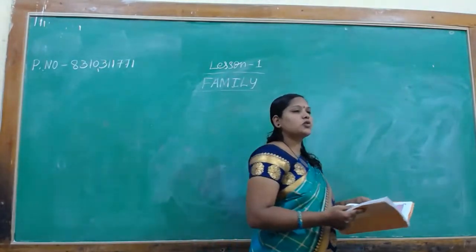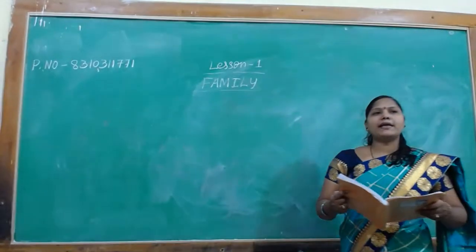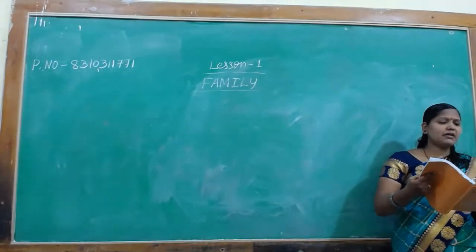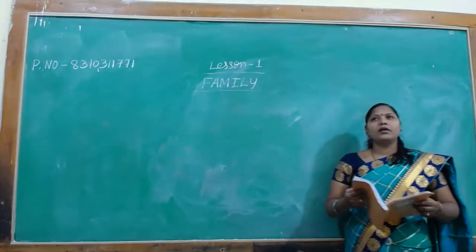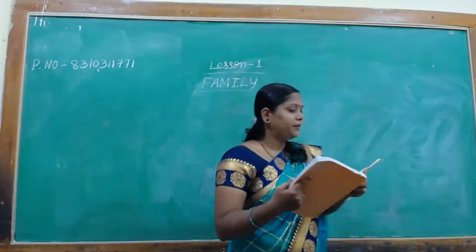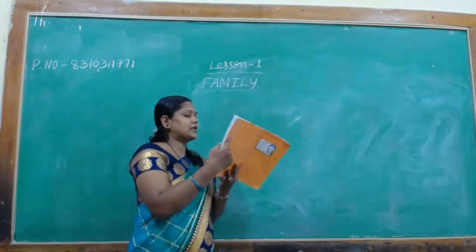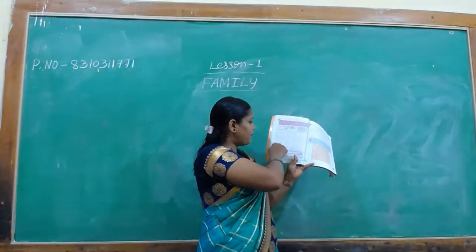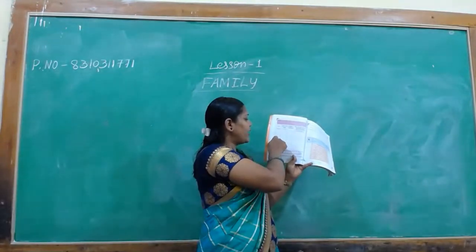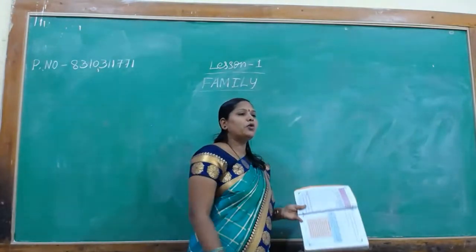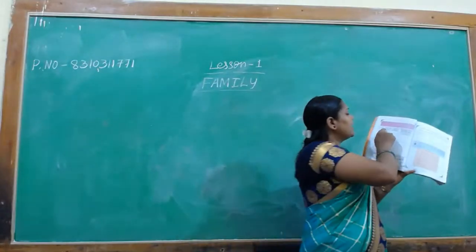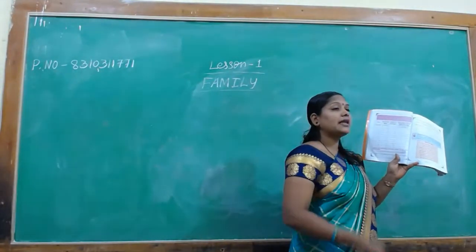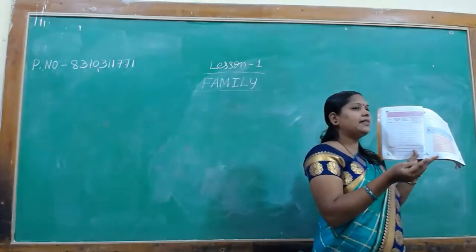Page number 28. Students, all of you take out your textbook and open page number 28. See, one activity is there. You should write first in the box. You have to give a serial number: 1, 2, 3, 4, 5, 6, 7, 8, 9, 10. Up to 10, you have to give one. And in the box, the head of the family. In your house, who will be the head of the family?